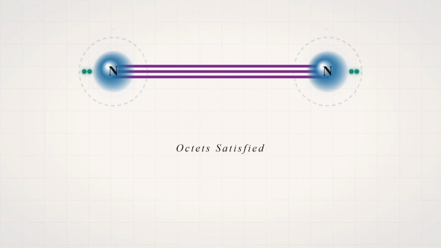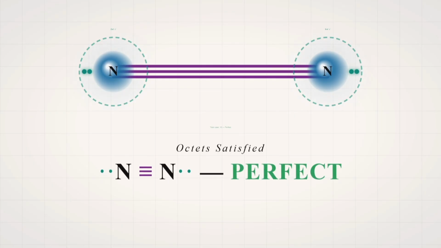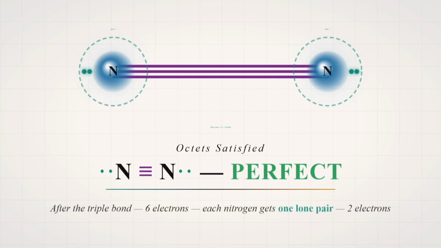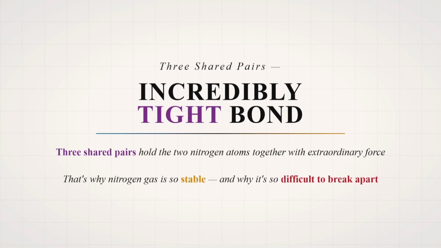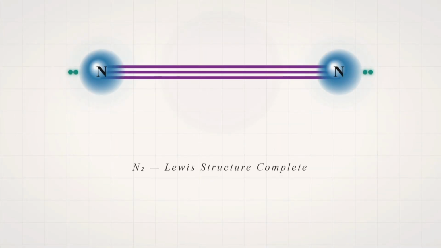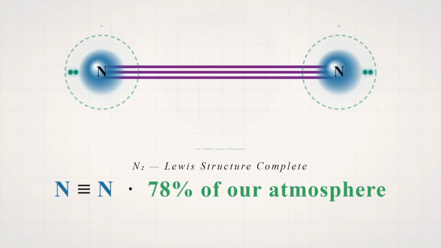Both octets satisfied. Total used, 10. Perfect. That's 3 shared pairs holding those 2 nitrogen atoms together incredibly tightly, which is why nitrogen gas is so stable and why it makes up 78% of our atmosphere.